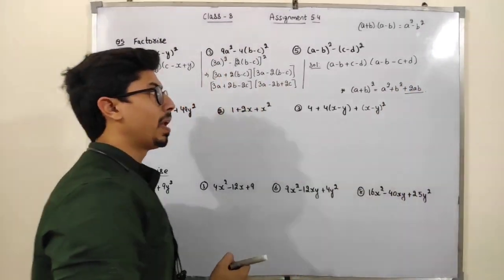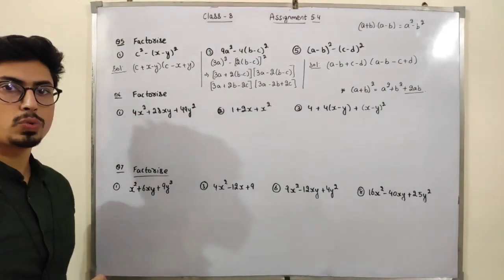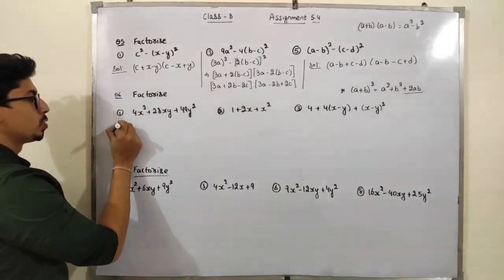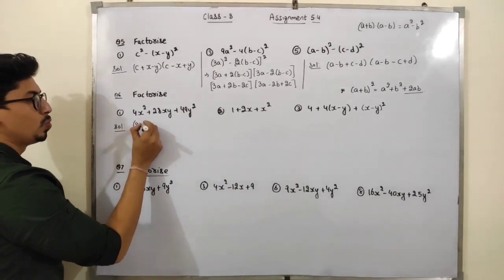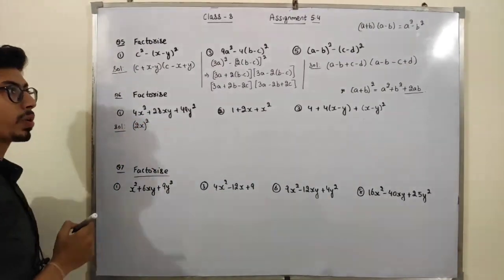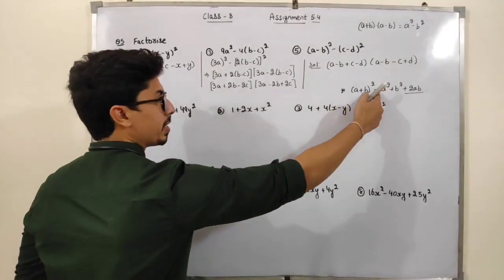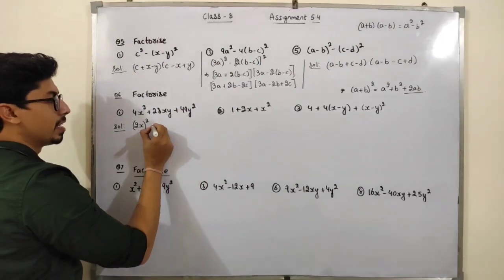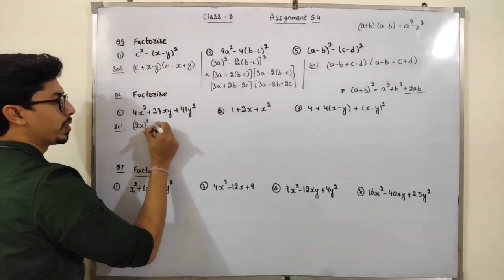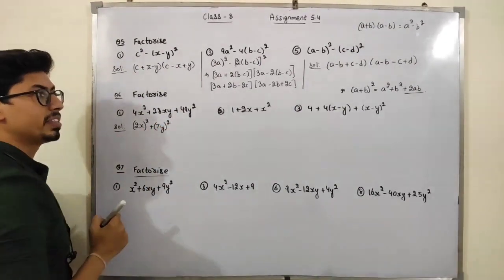Okay. The formula is a square plus b square plus 2ab. So students, I can write this as 2x whole square, a square, b square. See, I can write this 49 as 7y whole square. I can write it like this.